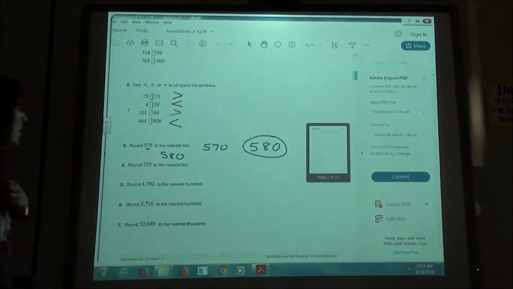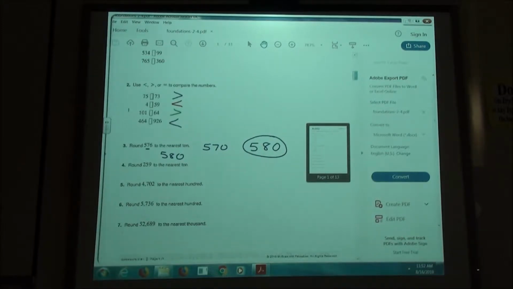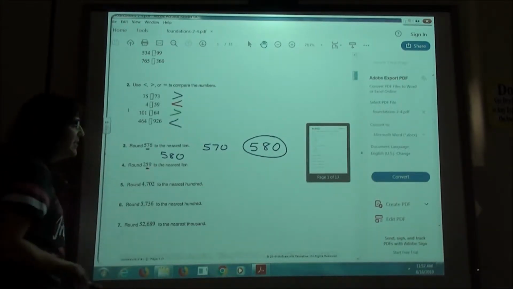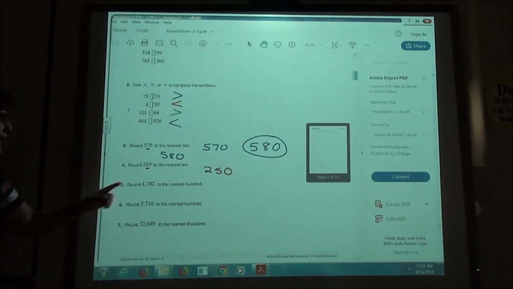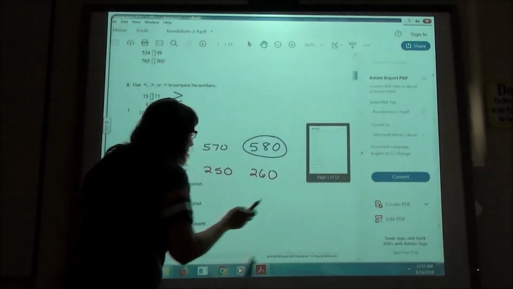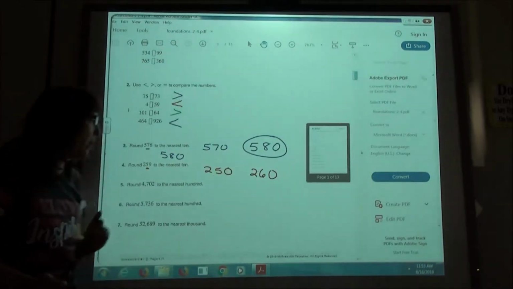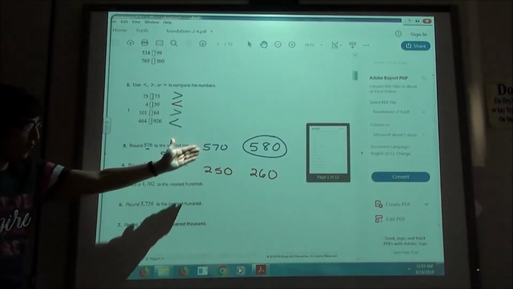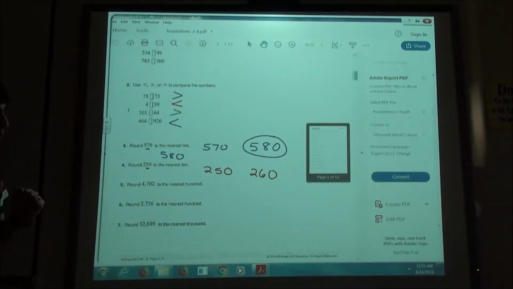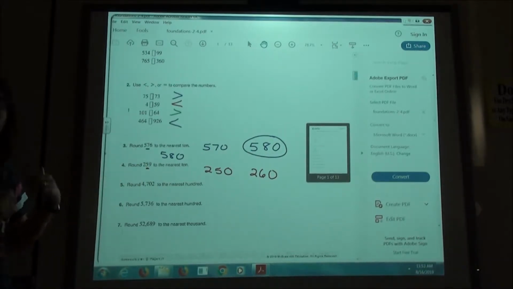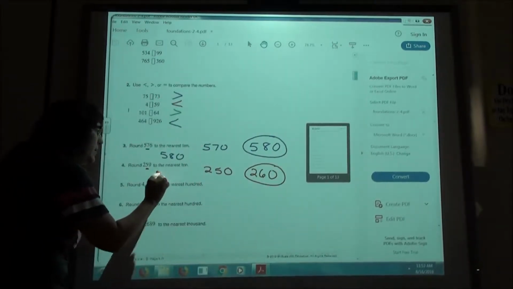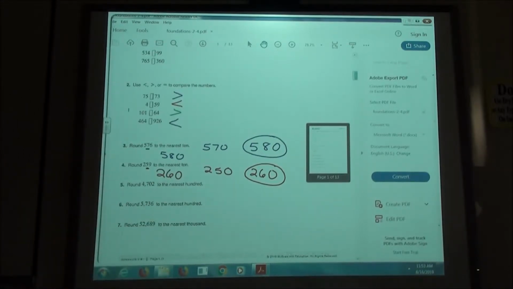If I look at number 4, round 259 to the nearest 10, again, the 5 is in the tens spot. So I either leave it with a 2, 5 and put a 0 behind that. The front digit shouldn't change. Or do I round it up to 260, changing that tens digit up by 1? 259 is between 250 and 260. Which one is it closer to? Well, it's closer to 260 because there's a 9 behind that 5. I end up rounding it up to the bigger one, 260, would be my answer, rounding that to the nearest 10.